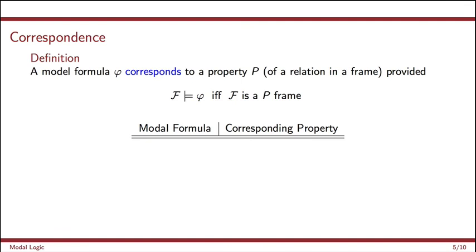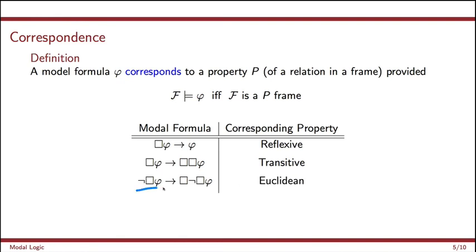So here are some basic results. First of all, like I just mentioned, box phi implies phi corresponds to the reflexivity property. Box phi implies box box phi corresponds to transitivity. Not box phi implies box not box phi corresponds to Euclideanness. Phi implies box diamond phi is symmetric. And finally, not box falsum is seriality. So the easiest one to see right away is actually seriality. If you just think about it, not box falsum says explicitly that it's not a dead-end state. So it's sort of obvious that corresponds to the property seriality.